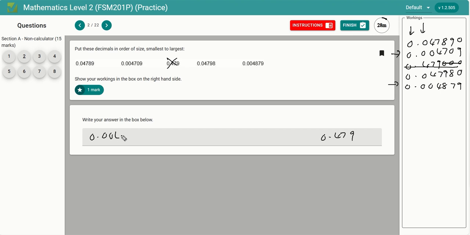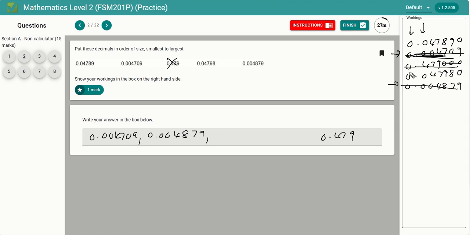So 0.004709. And this is the next smallest. Oops, I've put a line through it, so I probably can't read it now. 0.004879. Okay, so which one of these two remaining numbers is smaller?